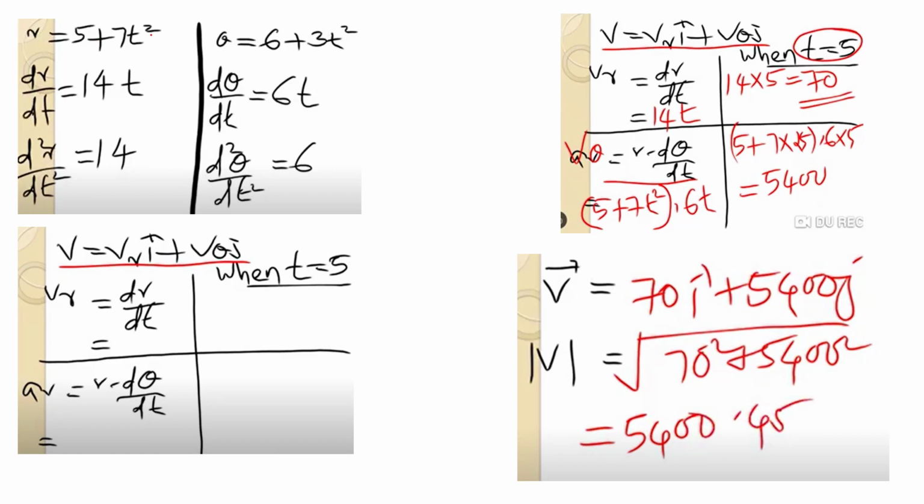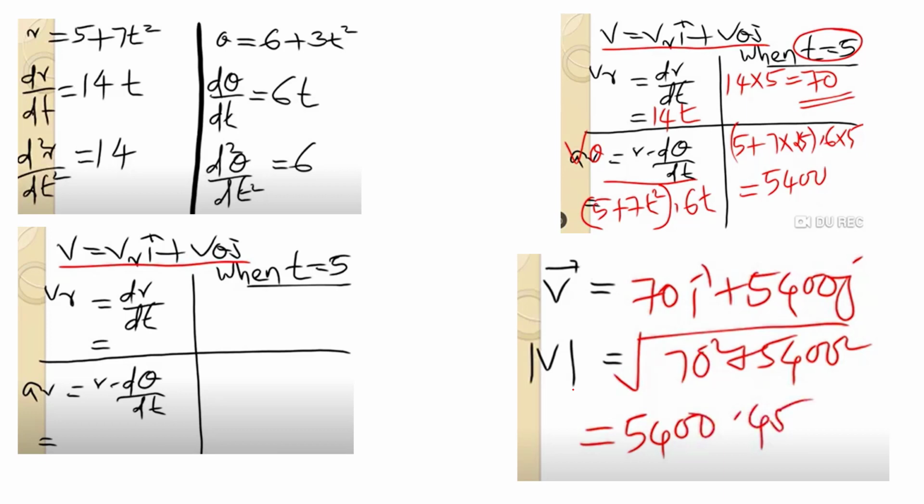Okay. So, what is dr by dt? So, dr by dt will be 2 into 7, that is 14t, right? What is d theta by dt? That is 2 into 3, 6t. So, we got dr by dt as well as d theta by dt. So, you can find out Vr. Vr is equal to 14t and V theta is equal to, what is V theta? r, that is 5 plus 7t square, into d theta by dt, 6t, right? Okay, now when t equal to 5 seconds, you substitute the value of t equal to 5 in this equation. So, you will get Vr is equal to 70 and V theta is equal to 5400.